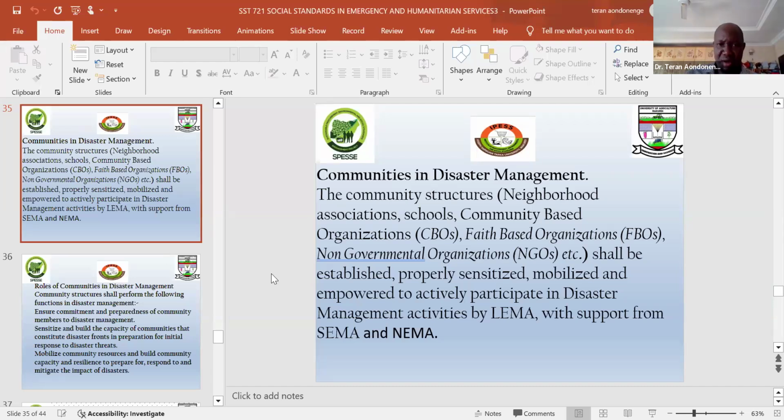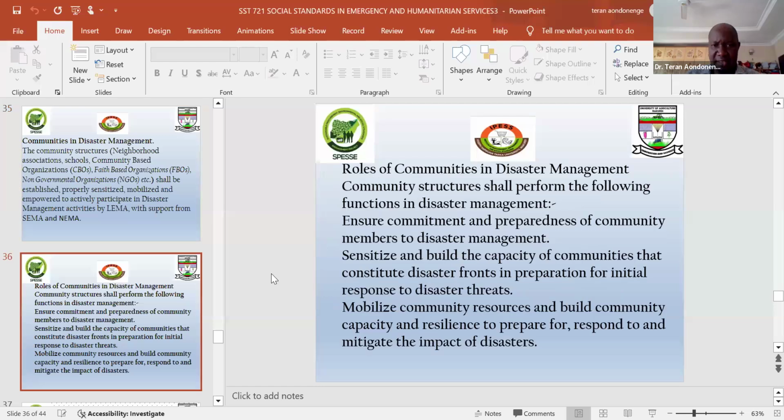When we look at community organizations, the role of community in disaster management, we mentioned some of the functions: ensure commitment, how preparedness has to be made, members of the community, how to sensitize and build capacity for communities, constituting what we call the front in preparations, and then the response to disaster threat. Yoga, please, can you mute your speakers?